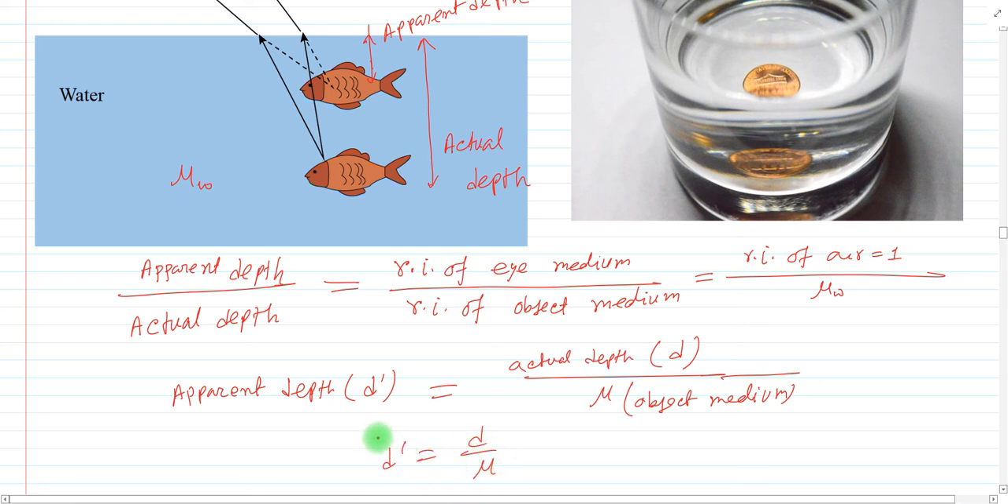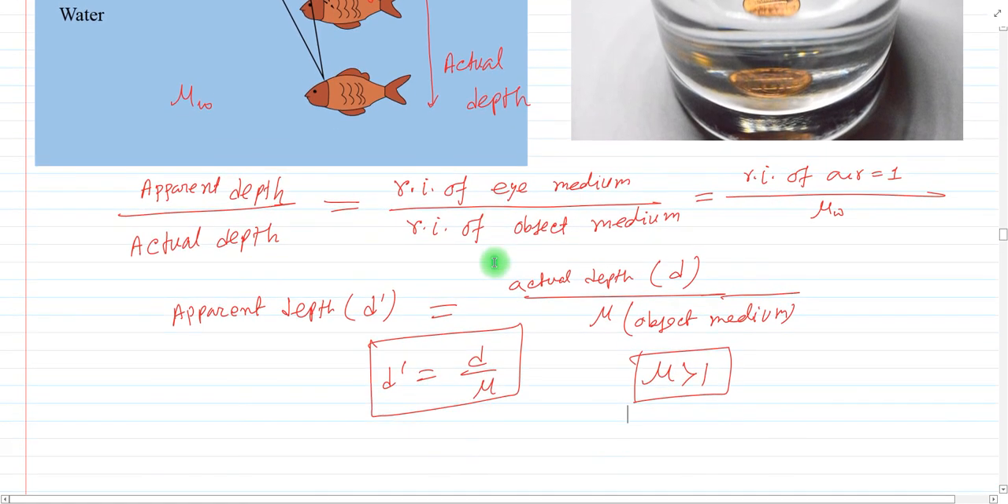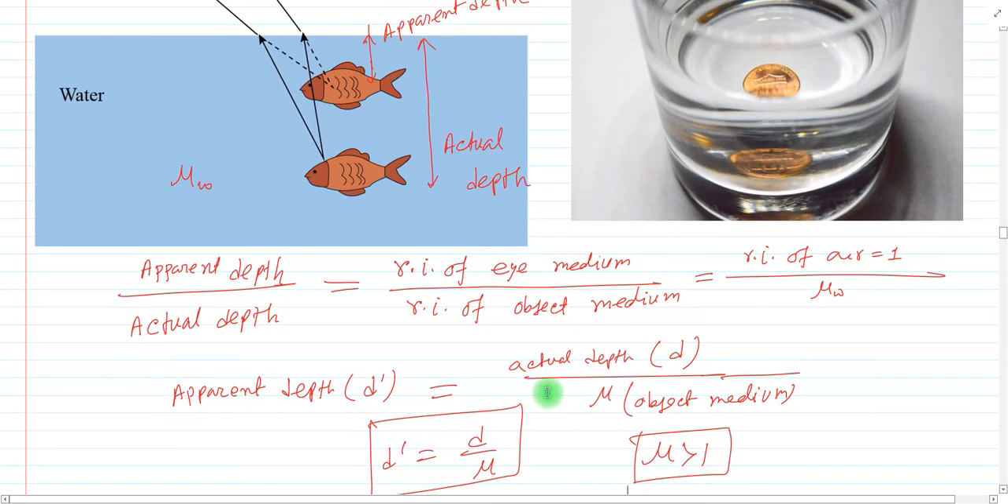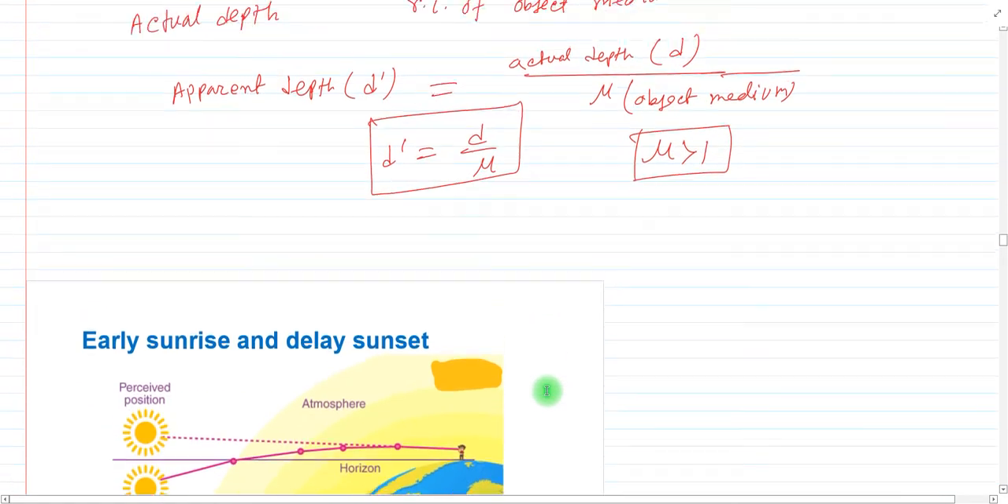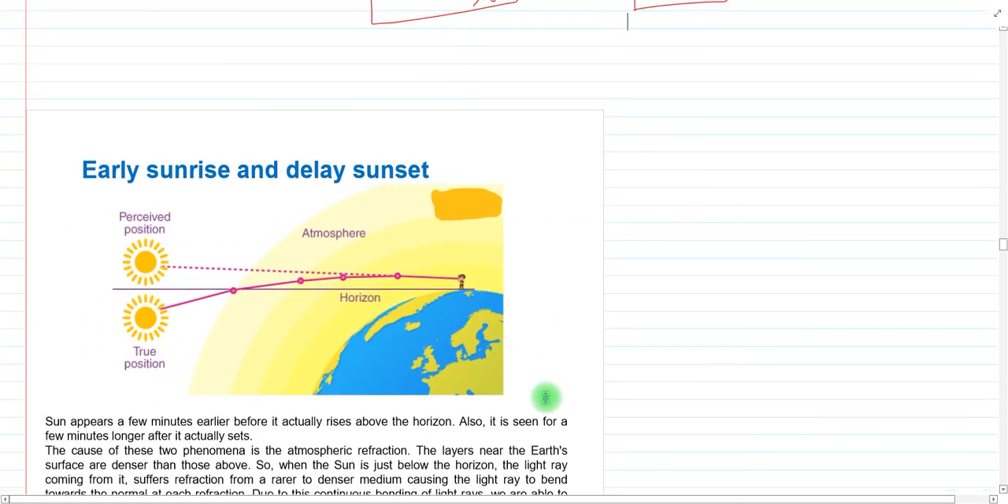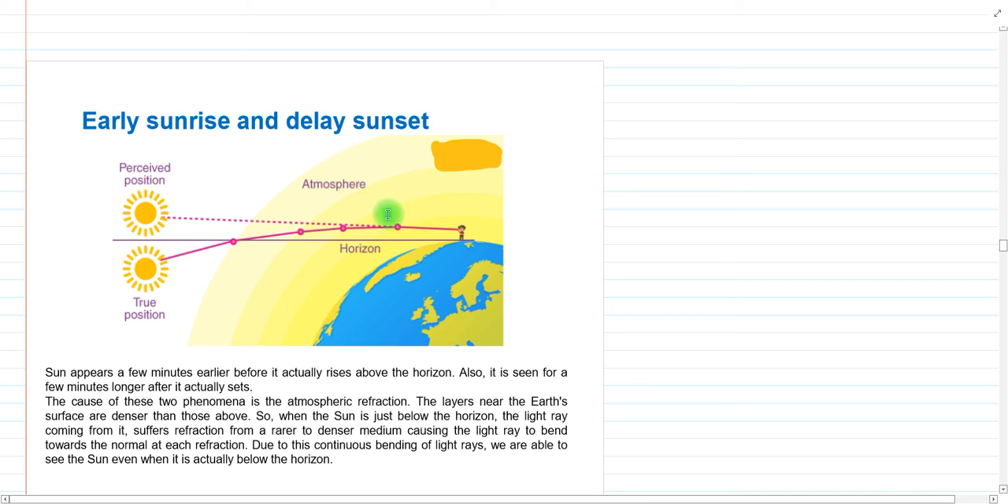So we know that mu should be greater than 1 for any medium, as any medium should be denser than air medium. So d dash will be d by mu, means apparent depth should be less than the actual depth. Okay, and there are some phenomena in nature, like early sunrise and delayed sunset.